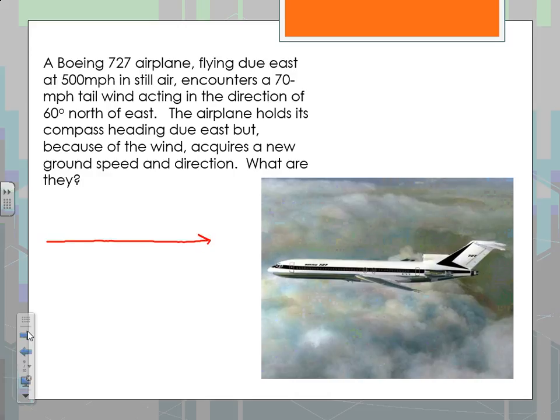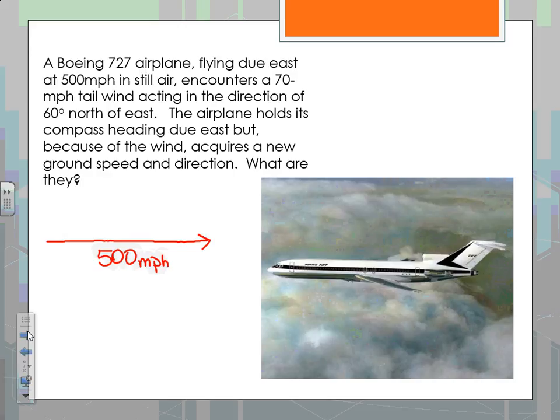Okay, so our plane is heading due east. What is the magnitude of that vector? 500 miles per hour is the magnitude. And it's encountering a wind 60 degrees north of east. So we can write it like that.